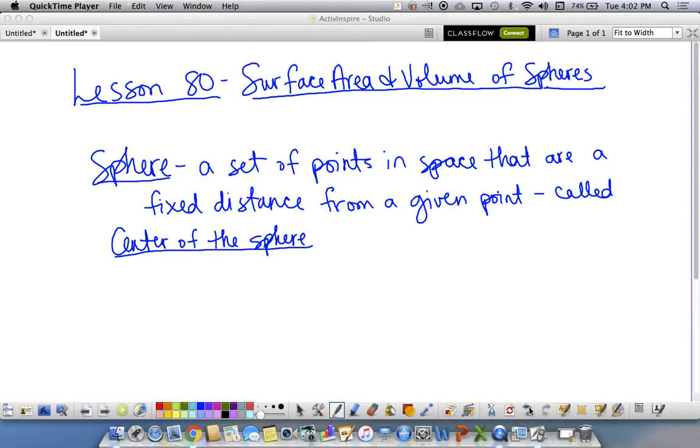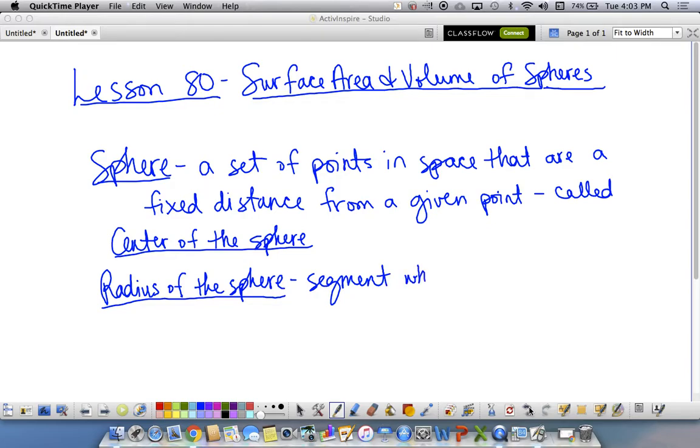All right, so the center of the sphere is very important. Okay, it's like the center of a circle. It's where it all begins. And then we can find the radius of the sphere. Okay, the radius of the sphere is generally a segment whose endpoints are the center of the sphere and any point on the sphere.